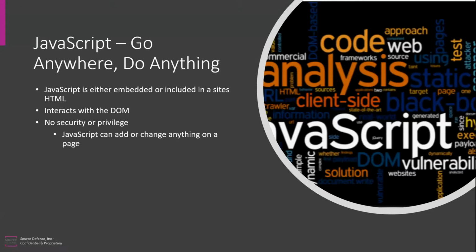So JavaScript is either embedded in or included from a web page's HTML document. And it interacts directly with something called the document object model, or DOM. The DOM interactivity allows JavaScript to change or add elements to the web page, all while the browser acts as the execution engine for this JavaScript code.